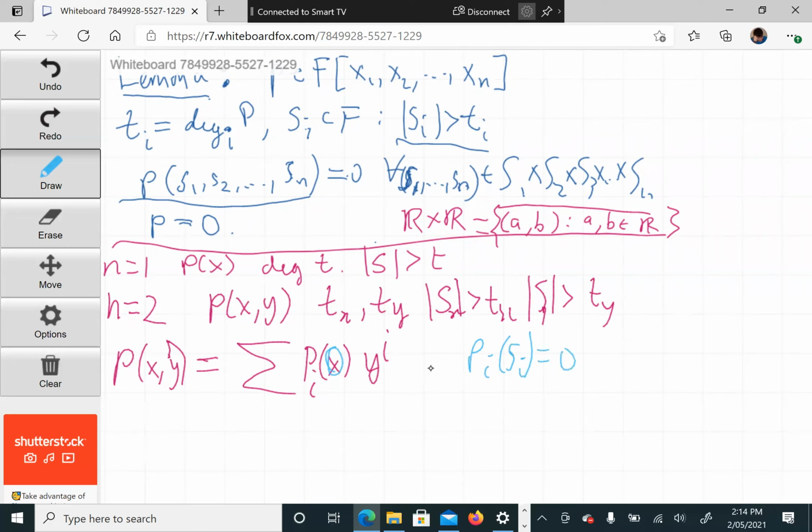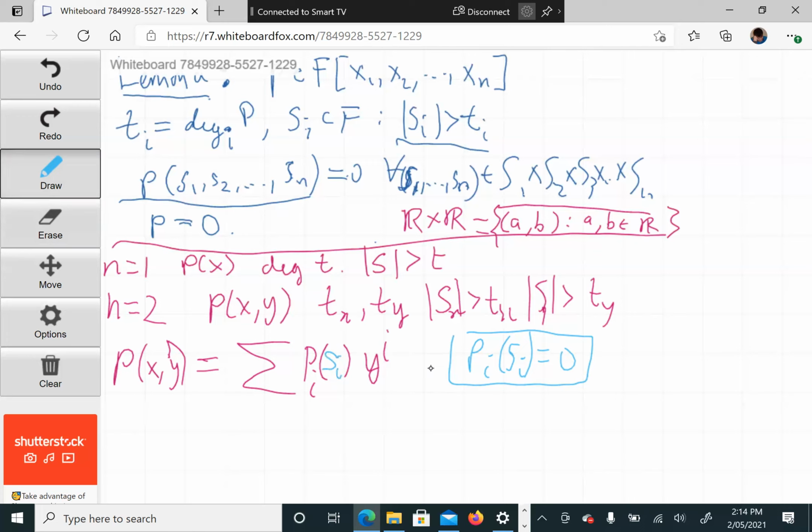Yeah, so the zero polynomial in y just means all the coefficients are 0, right? And the coefficients are these pi si's. Okay, maybe I should write this again. So you sub in the si, right?